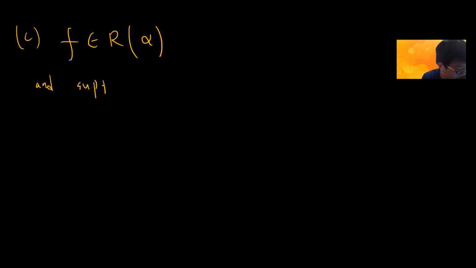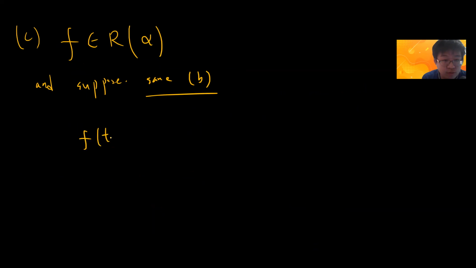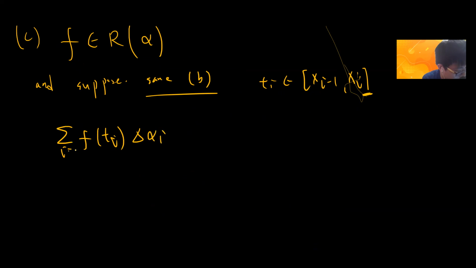Also, C says that if f belongs to R of alpha, and the hypothesis of B holds, meaning you assume this condition holds and ti and si are inside the intervals, then if you take ti, any point inside the interval, and take the sum from i equals 1 to n of f(ti) delta alpha i minus the integral of f d alpha, it will be less than epsilon.